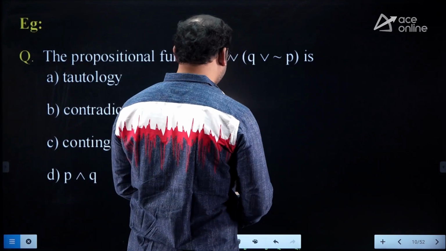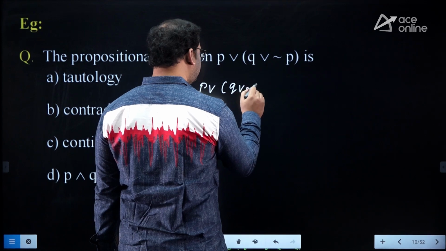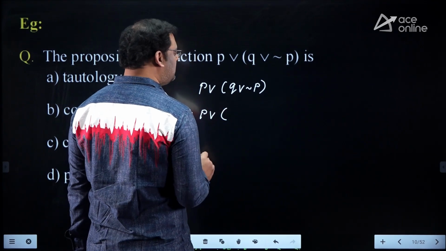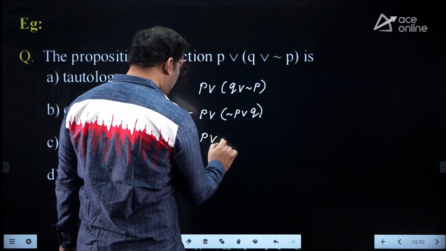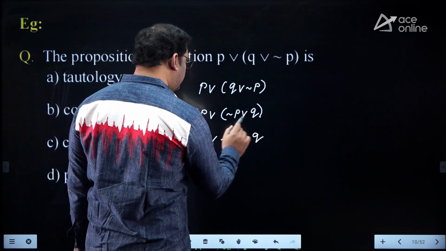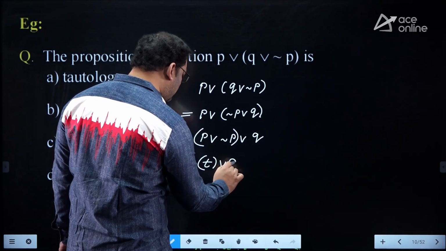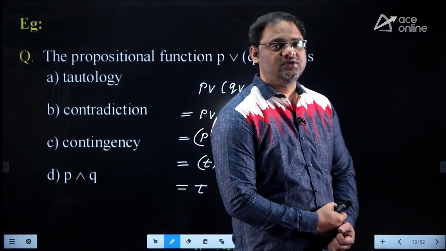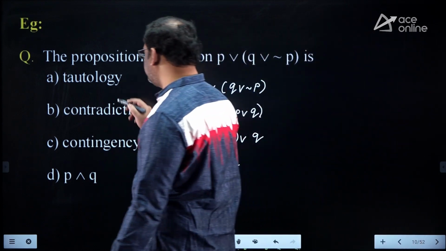Now let us take the given formula: P or Q or negation P. Let me use properties here. P or Q or negation P can be written as negation P or Q, yes, commutative law, P or negation P or Q. Both consist of the or symbol, so you can remove the parenthesis here and assign the parenthesis here. P or negation P is a tautology. Tautology or Q is nothing but tautology, just like the law of dominance. So by using the properties we can confirm that the answer is tautology.